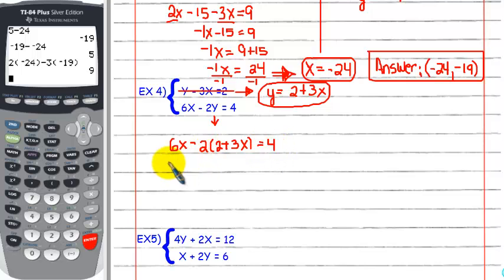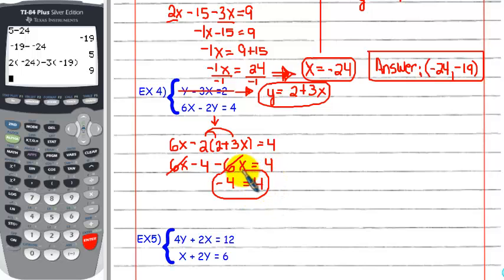Alright, so now let's get rid of the parentheses. So this would be 6x, and we're going to multiply here. So -2 times 2 is -4. -2 times 3 is -6 equals 4. And now I'm going to combine like terms, and look what happens. The -6 and the 6x cancel. So you're left with -4 equals 4.